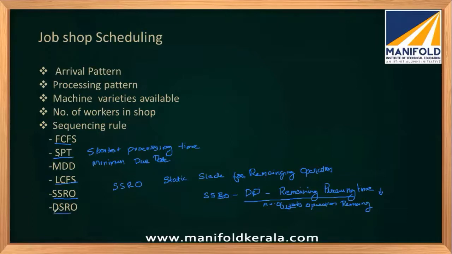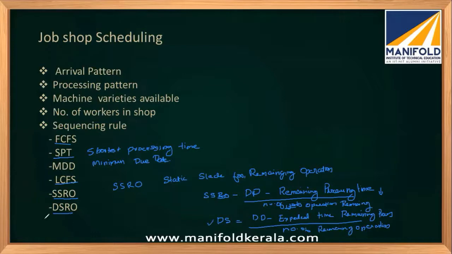Now, DSRO means dynamic slack. For dynamic slack, the formula is DD minus the expected time of the remaining process, divided by the number of remaining operations. Here you will use some probability. So this is how you calculate DS, and this is also based on that.